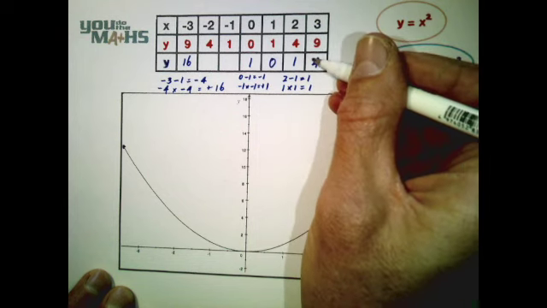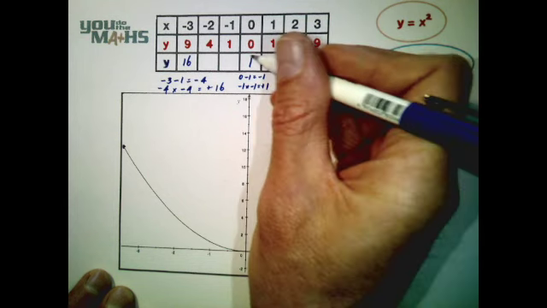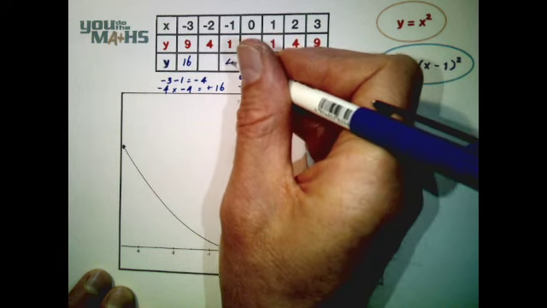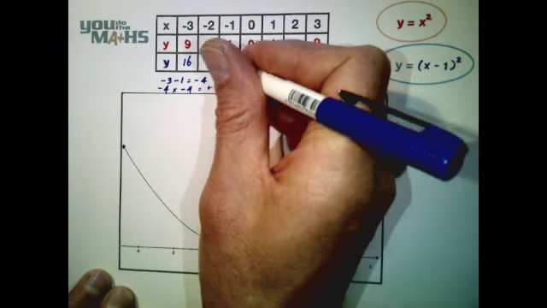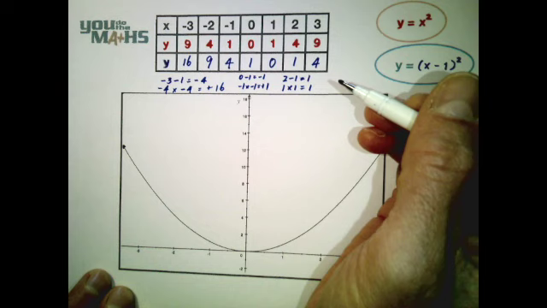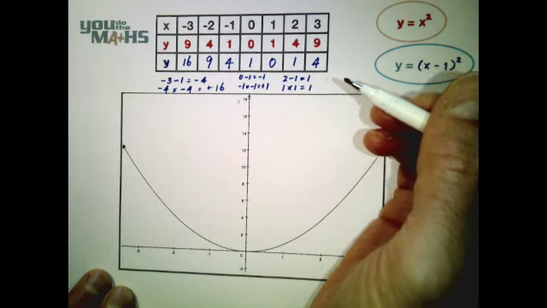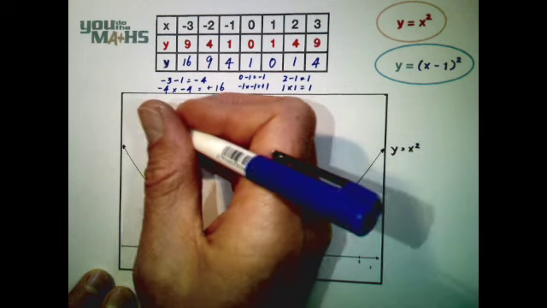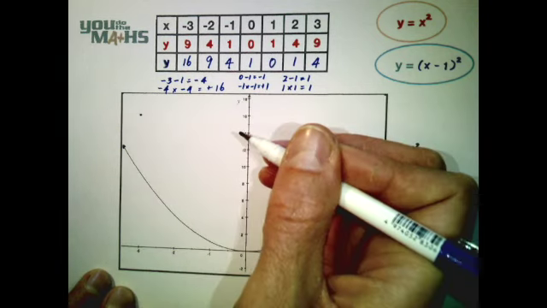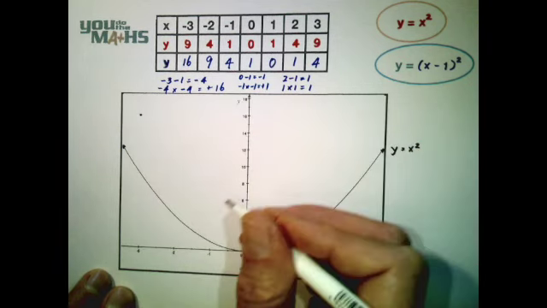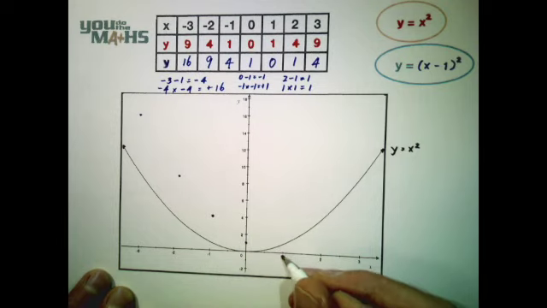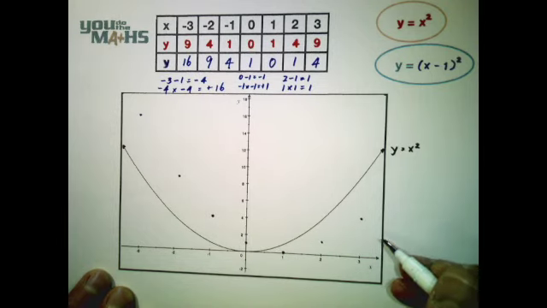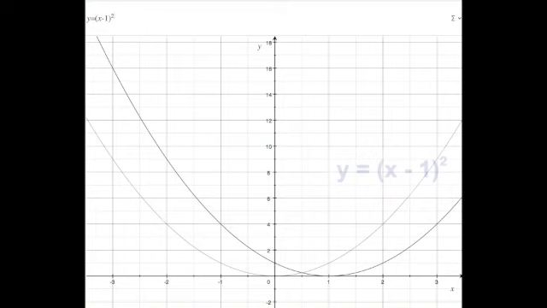It appears as though the table is moved 1 unit to the right. So those two missing values logically will be 4 and 9, but you can check those for yourself. So now let's plot the points from the table, starting at x equals negative 3 and y equals 16. Plotting those points then leads us to the final graph for y equals x minus 1 all squared.